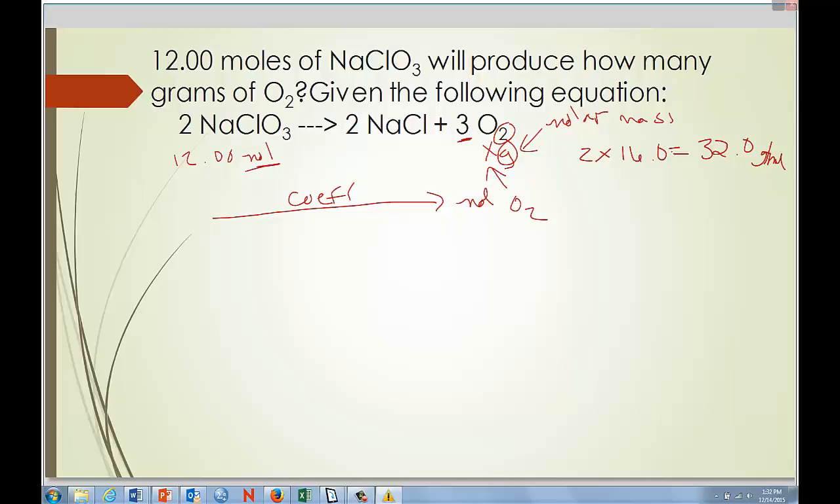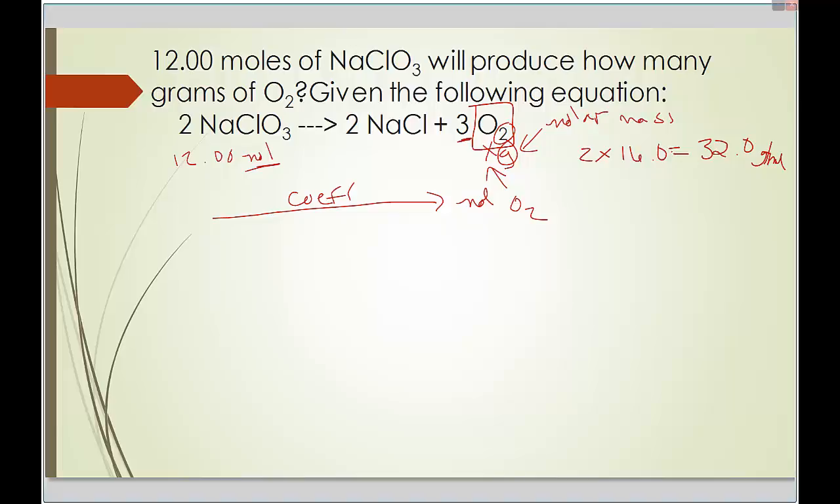When you're looking at molar mass, do it just the way you always have. Only look at the compound itself. That coefficient is only important in that one fraction to go from moles of one to moles of the other.